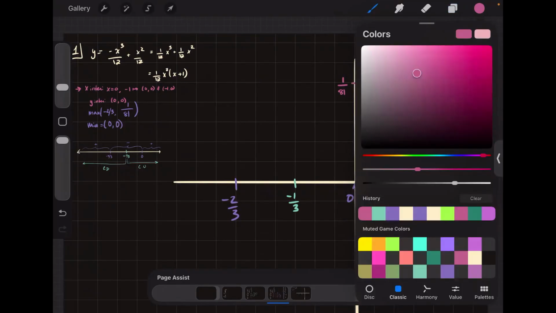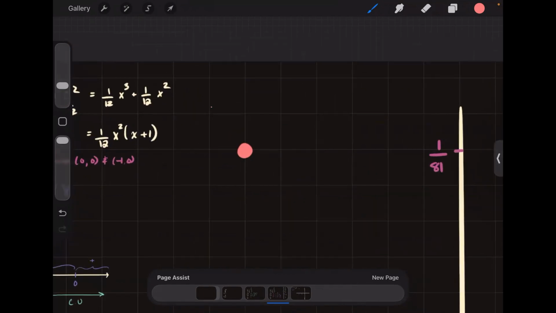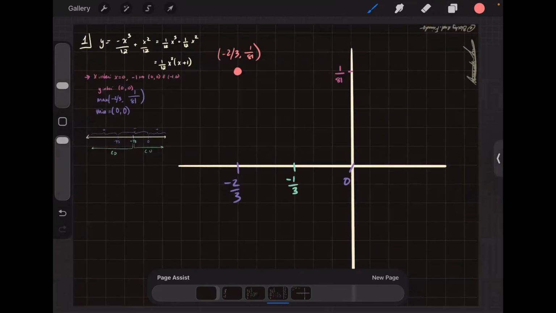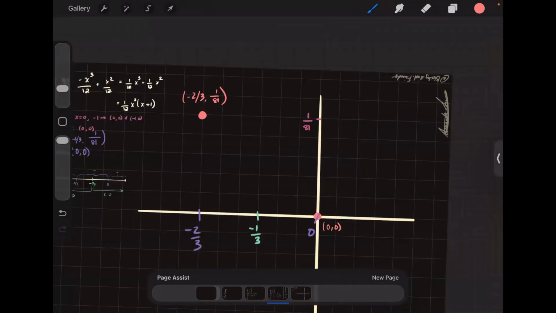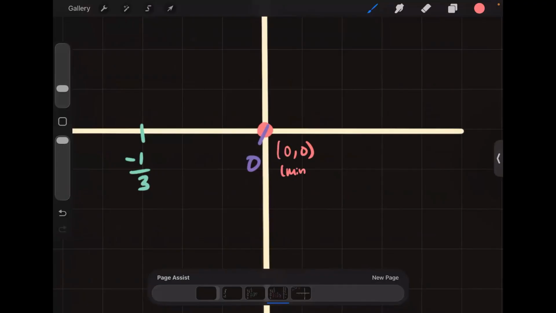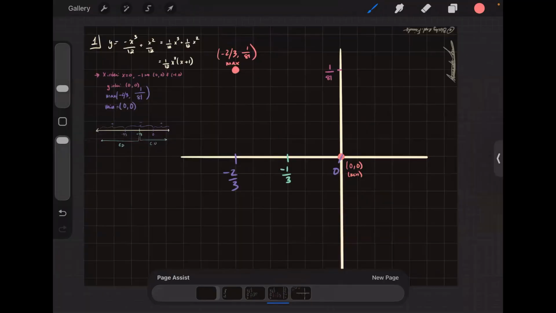I'll do the graph in this really ugly orange, okay? So our max is negative 2/3, comma 1/81. So that is right here. I'm gonna label that. Great. We have our min right here. It's gonna be our min, our max. Right. Okay. Nothing crazy yet.